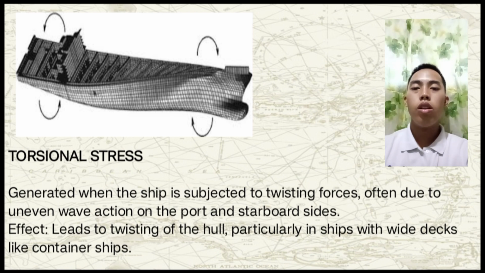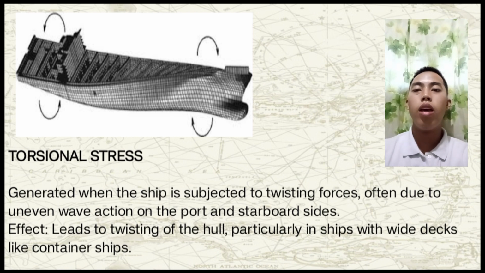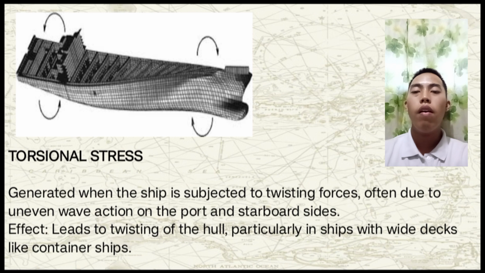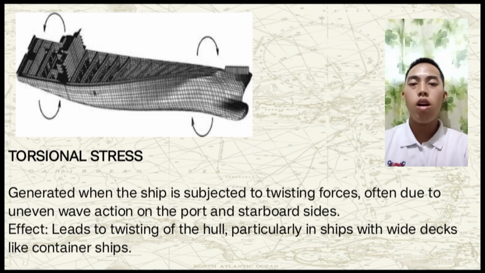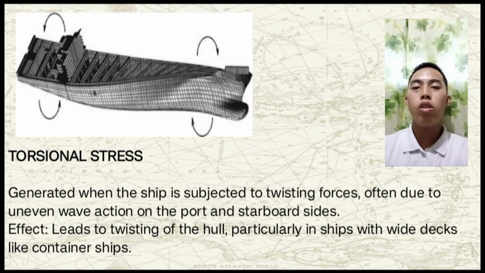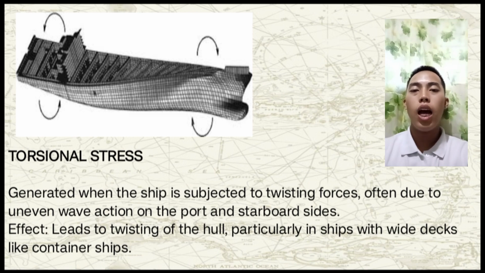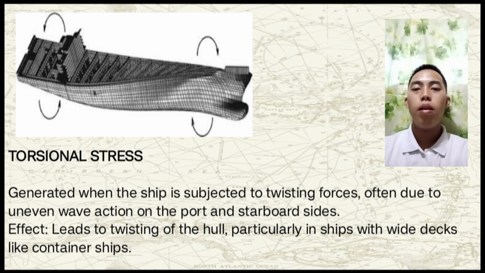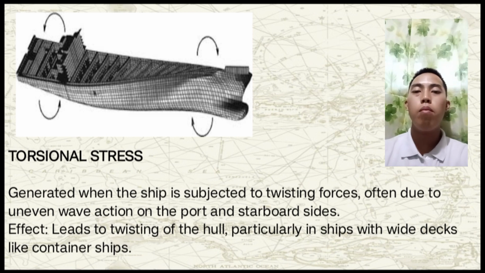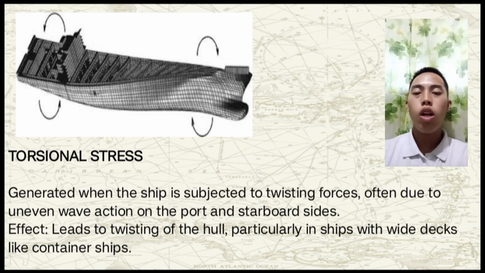So torsional stress in a ship is caused by twisting forces. These forces are often generated by uneven wave action, impacting the port and starboard sides of the vessel differently. So what I said lately, the unequal forces cause a twisting or turning moment on the hull, leading to torsional stress.